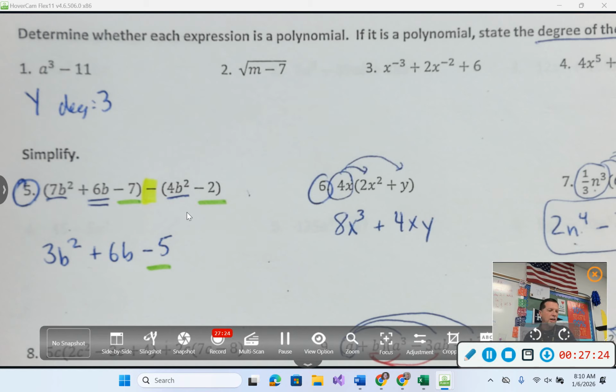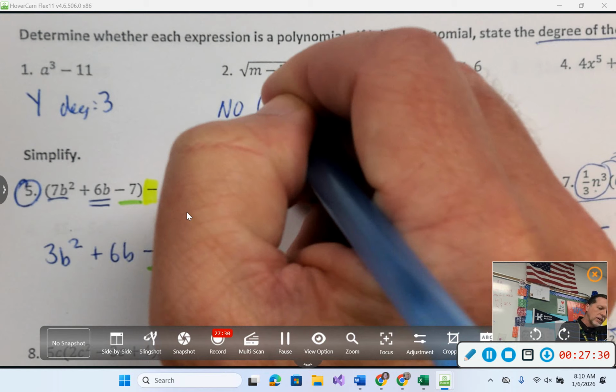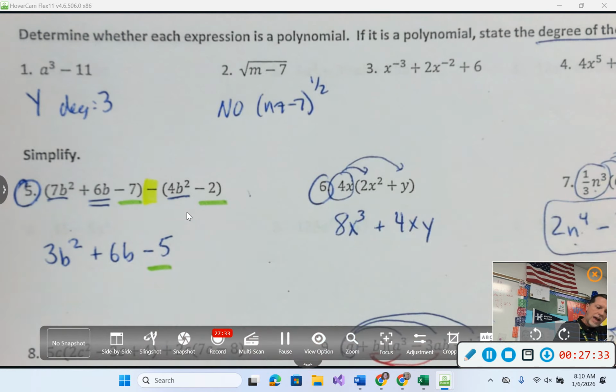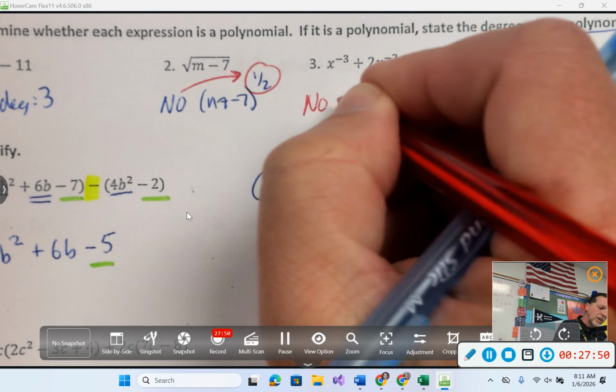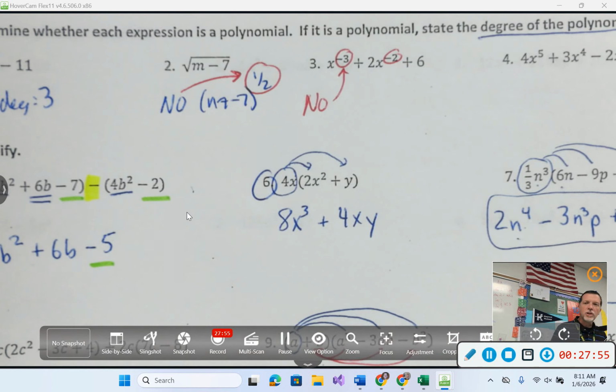Why is number 2 not a polynomial? Right, there's a fraction power, because that 1/2 means that's not a polynomial. Elisa? Yeah, let's breeze through 3 and 4 real quick here. What about 3? Yes or no? Why is it a no? There's a negative exponent. A couple of them. And number 4? Yes, and its degree? 5. Because the highest power is 5.